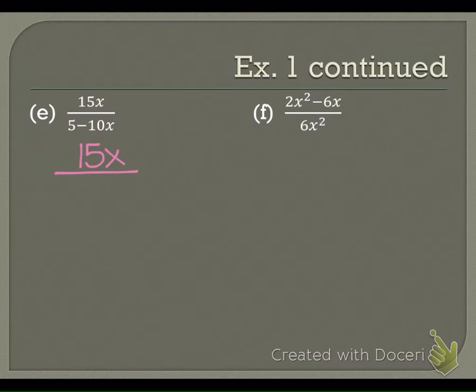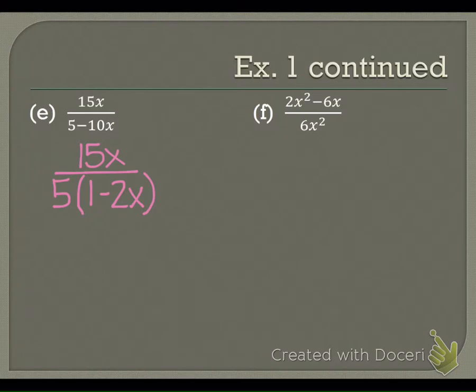What is my GCF, Zach? 5. So I've got a 5 on the outside of the parentheses, and now I'm going to start a set of parentheses. Remember, we divide each term by the GCF. So what is, Zach, keep going. What's 5 divided by 5? 1. So I got a 1 in parentheses. What is negative 10x divided by 5? Negative 2x. And I close the parentheses.